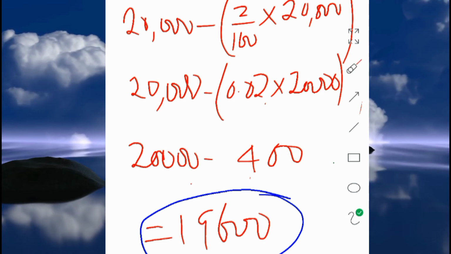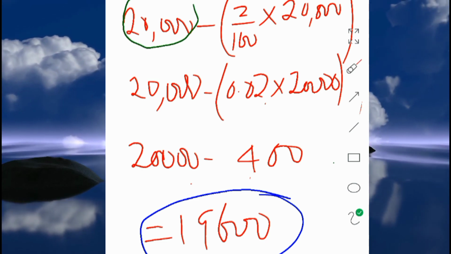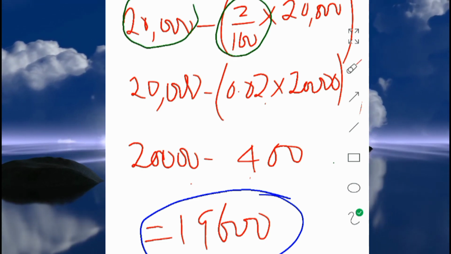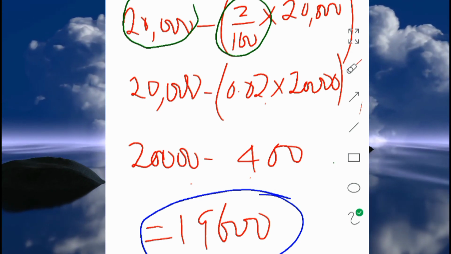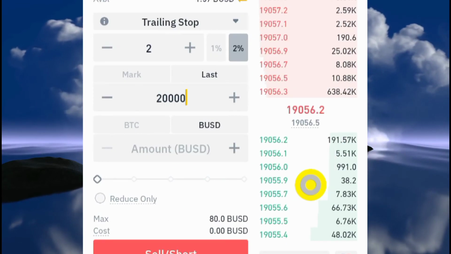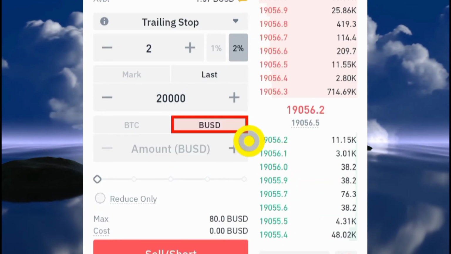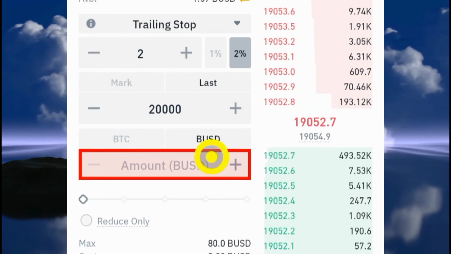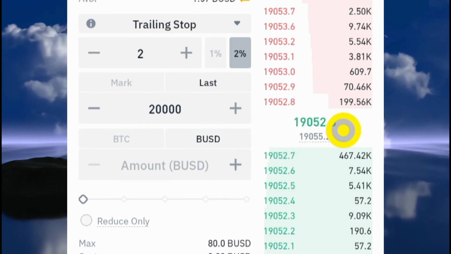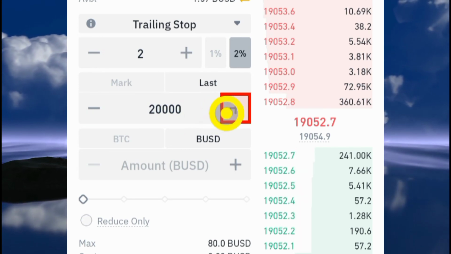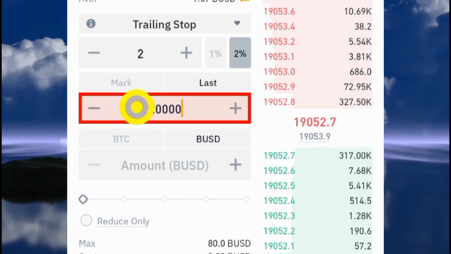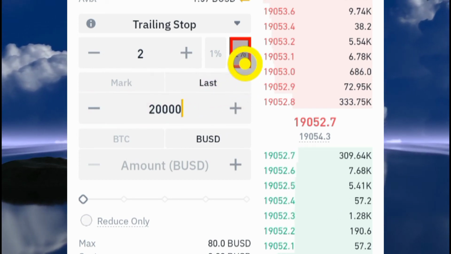So with any activation price and a callback rate, this is how you would do the calculation to get the price at which your order is going to be executed. Let's explain this a little bit further to understand what it means. The price of Bitcoin is at 19,000. The moment the price of Bitcoin gets to 20,000, this activation price would activate the callback rate.